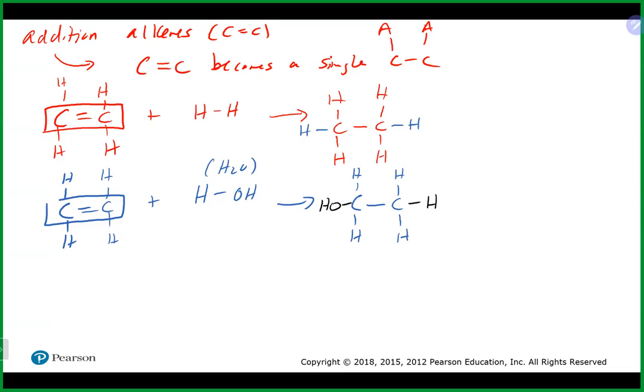Now, in this case, it's unsymmetrical because you're adding two different things to that double bond. So in some cases, it does matter where the hydrogen ends up or doesn't end up. That's a situation where, when you look at your carbon-carbon double bond, there is a difference in the number of hydrogens that are there to start with.